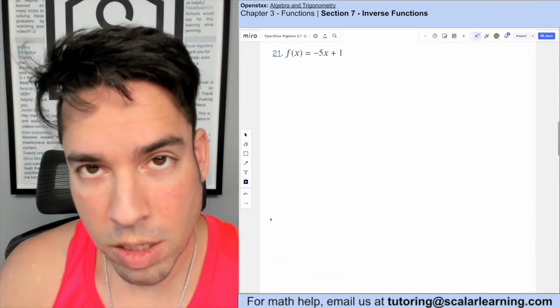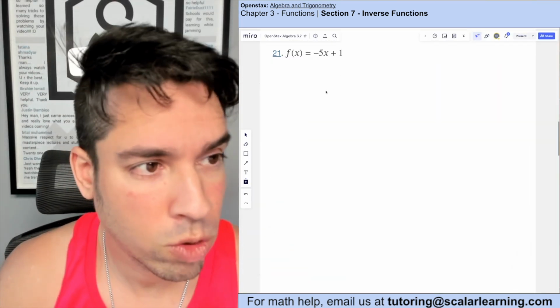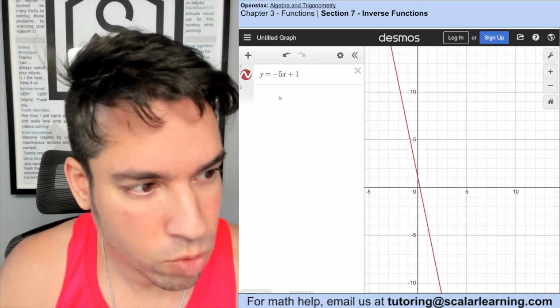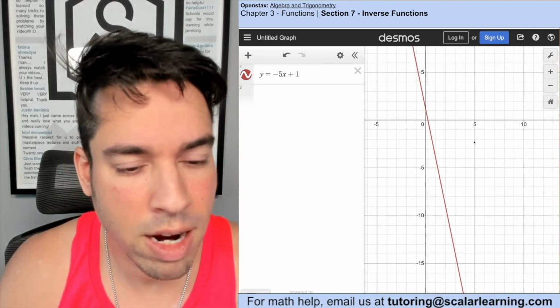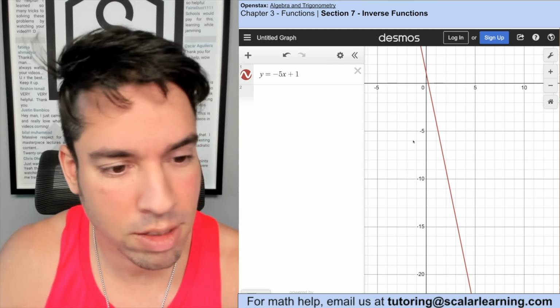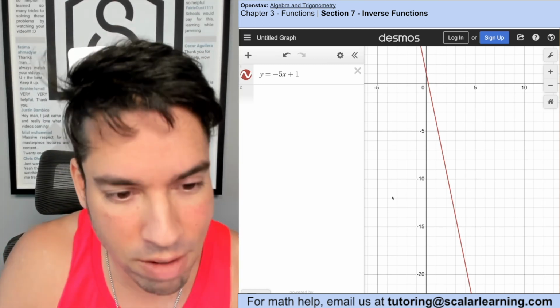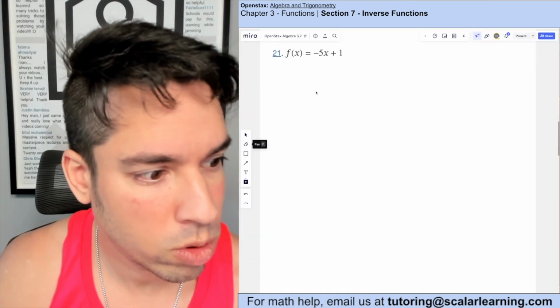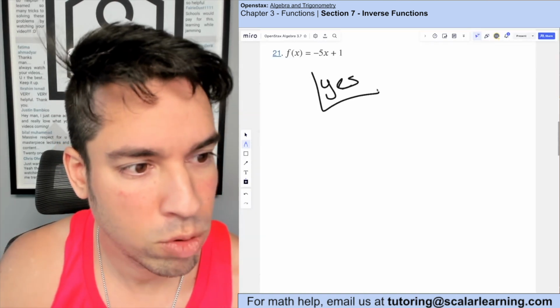For this one, we're going to use a graphing utility to check if it's one-to-one, so let's do that in Desmos. So this is creating a line. It is, of course, a linear equation, and you can see at every point, right? It's just a straight line. It's going to pass the horizontal line test everywhere we go, which means that this function is indeed one-to-one, so we'll say yes, boom, done.